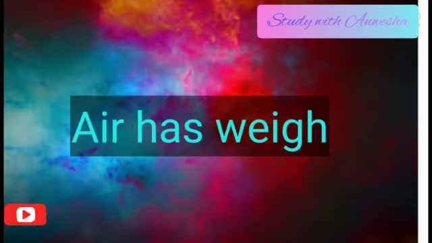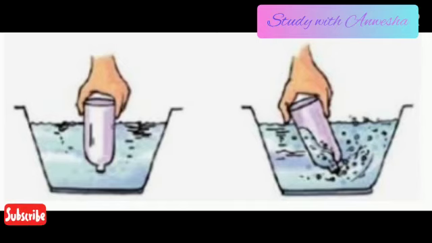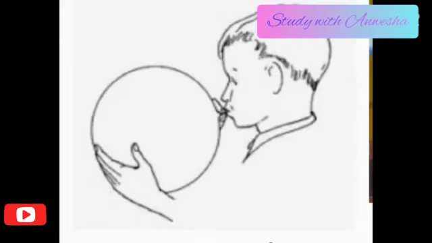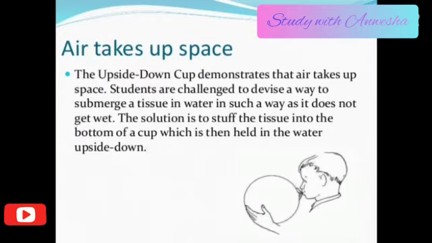To know how air occupies space, we only need a balloon. First we have to hold the balloon in our mouth and blow into it. Observe what happens. The balloon increases in size when you blow into it. So it proves that air occupies space.